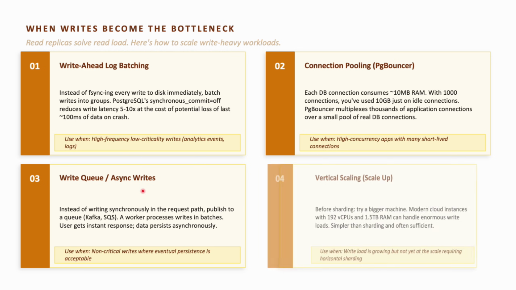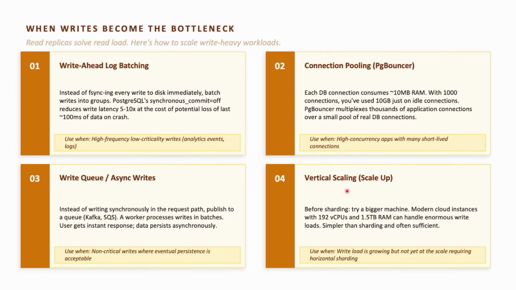Then the fourth strategy that we have is vertical scaling. Before sharding, always consider just buying a bigger machine. Cloud providers offer instances with 192 vCPUs and 1.5 TB RAM. If you are spending $20,000 a month on application servers, spending an extra $5,000 on a more powerful database instance might be the cheapest path forward. So simpler is always better when it works.